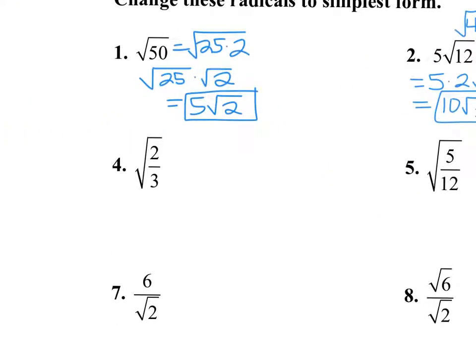Okay, look at number 4. Number 4 has a problem. And the problem is that there is a fraction inside of a radical. So I'm going to fix that problem by using that property up there that says radical 2/3 is the same thing as radical 2 over radical 3. So I fixed one problem, but I created another one. My other problem is that I have a radical in the denominator, and you're not allowed to do that.